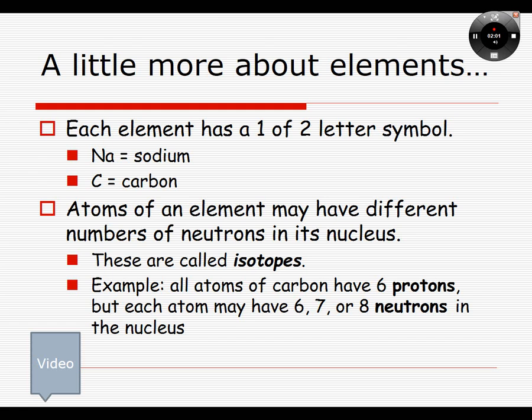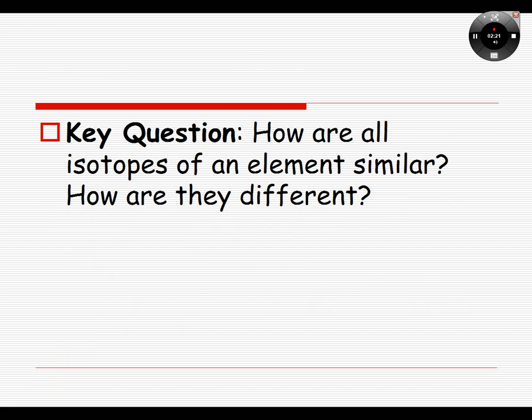Each element has a 1 or 2 letter symbol. Here I have sodium, Na, and carbon. Atoms of an element may have different numbers of neutrons in the nucleus. We call these variations isotopes. Same number of protons, different number of neutrons.